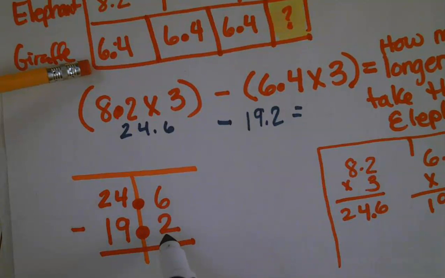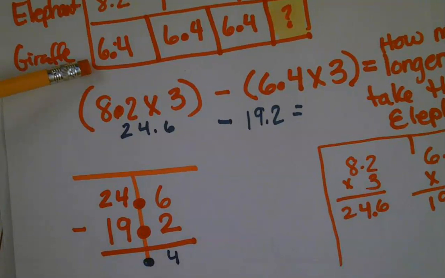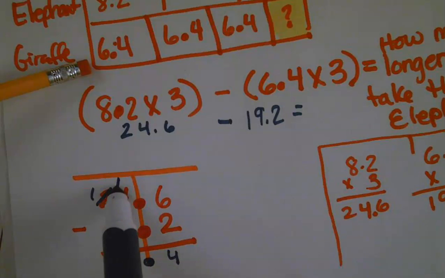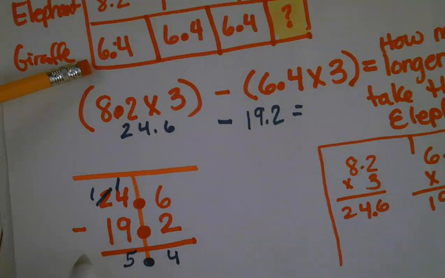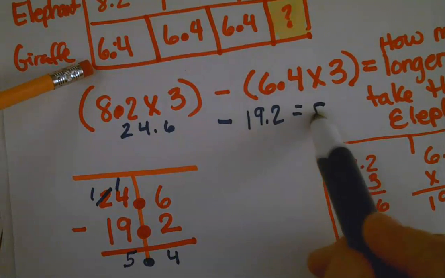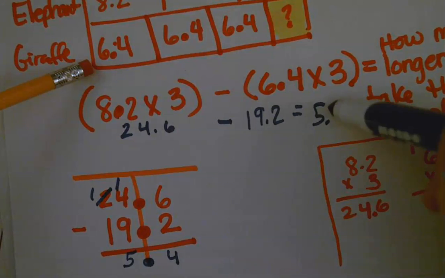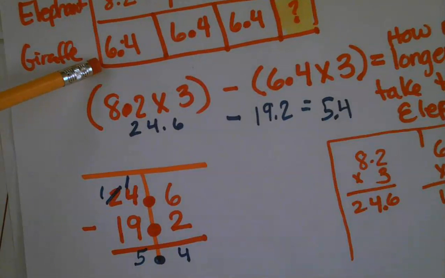6 minus 2 is 4. Decimal point comes straight down. 4 minus 9, I can't do that. I'm going to have to regroup and make that 14. 14 minus 9 is going to be 5, and 1 minus 1 is 0. So I know it's going to take the elephant 5.4 minutes longer than it does the giraffe.